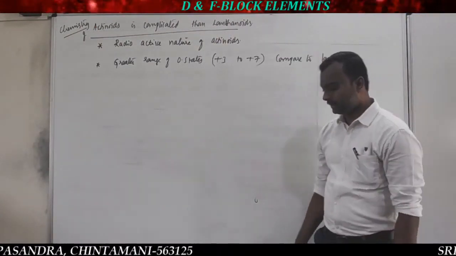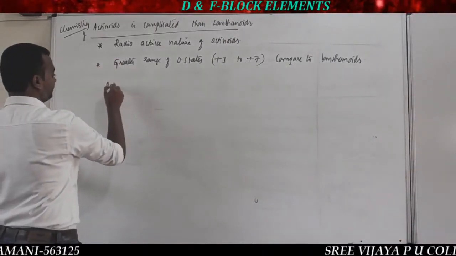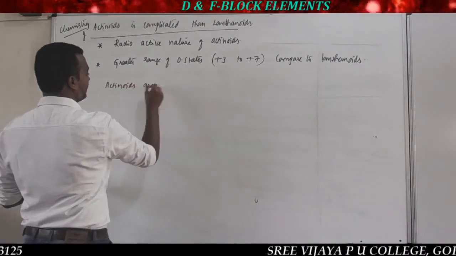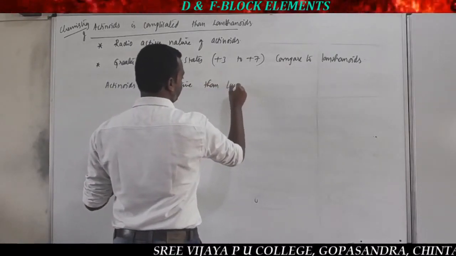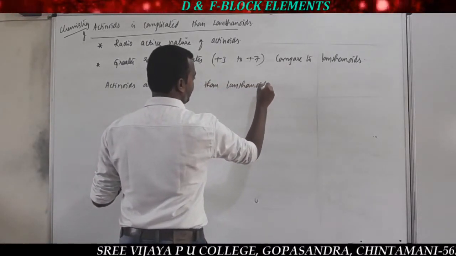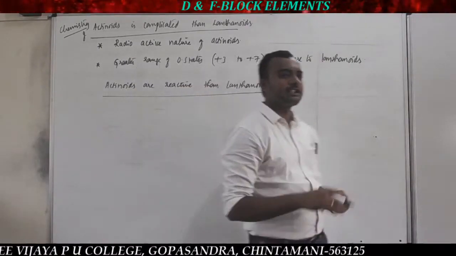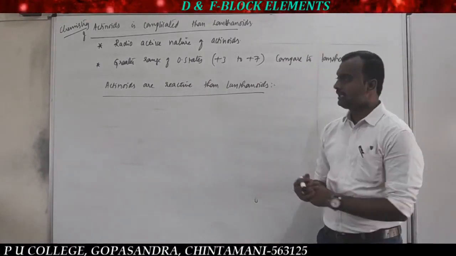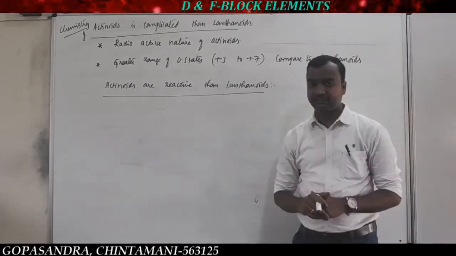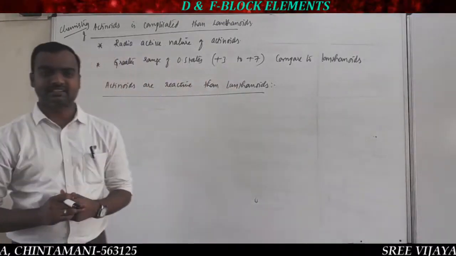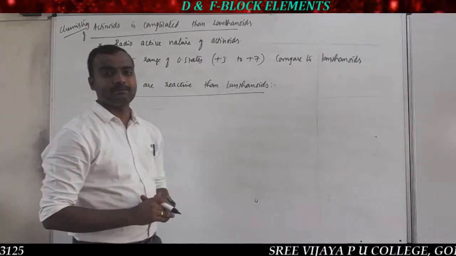And one more important thing is that actinides are highly reactive than lanthanides. That's one more important topic. Here are a few more questions: actinide contraction is more compared to lanthanide contraction, give reason; why the chemistry of actinides is complicated compared to lanthanides; and why the actinides show more number of oxidation states. These are also some important questions. Similarly, actinides are more reactive than lanthanides. What reason can we give?